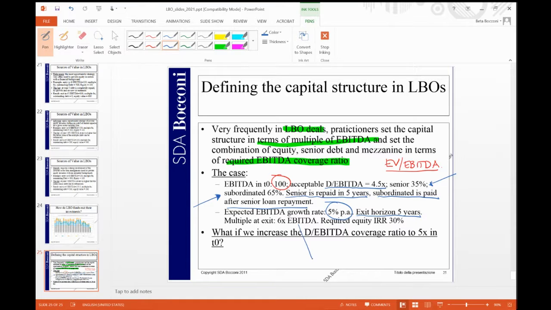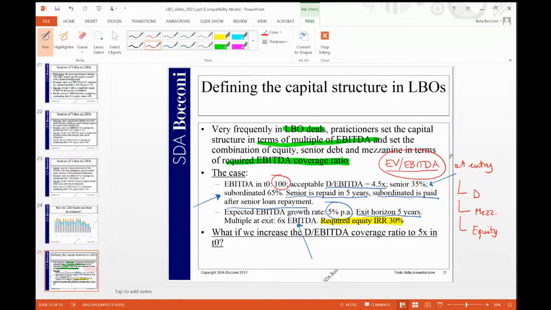We assume, based on our expectations, that the multiple at exit is 6 times EBITDA, and we want, this is our required IRR, a required IRR of 30%. Very much likely it is a very risky sector because 30% is a pretty high internal rate of return. Based on this information, what we have to understand is how much is the enterprise value to EBITDA at entry and the composition of the 3 layers, the senior debt, the mezz, and the equity component.